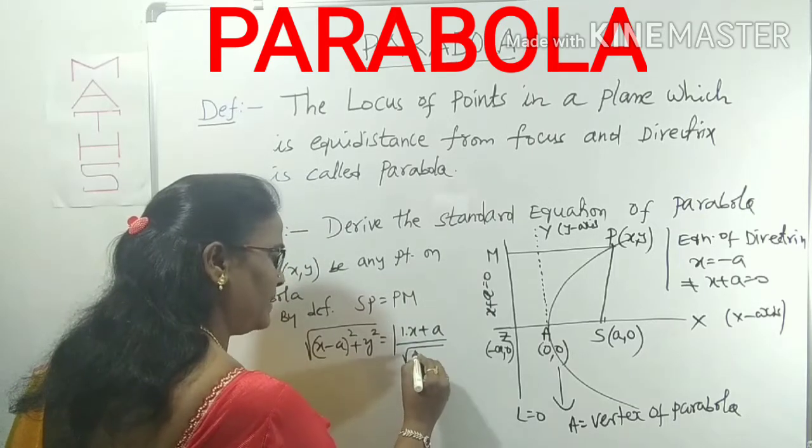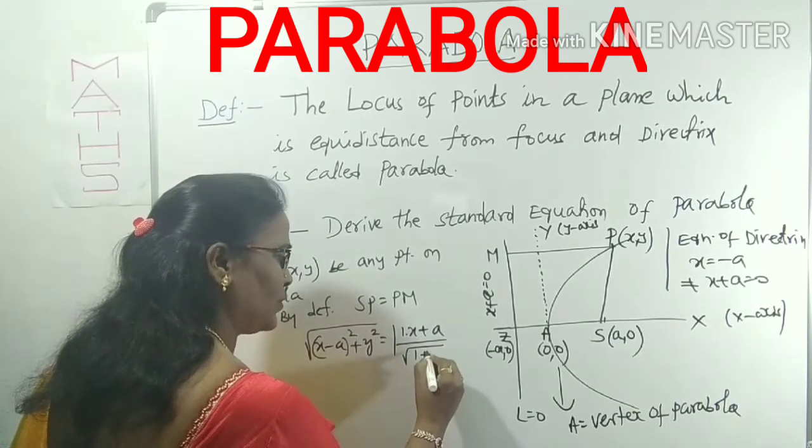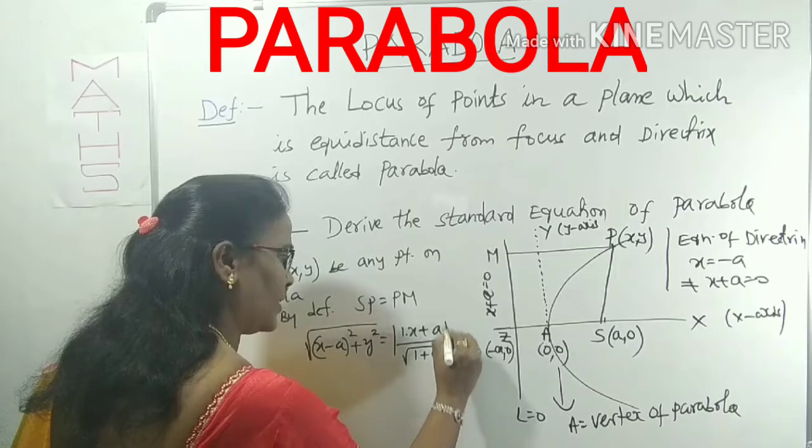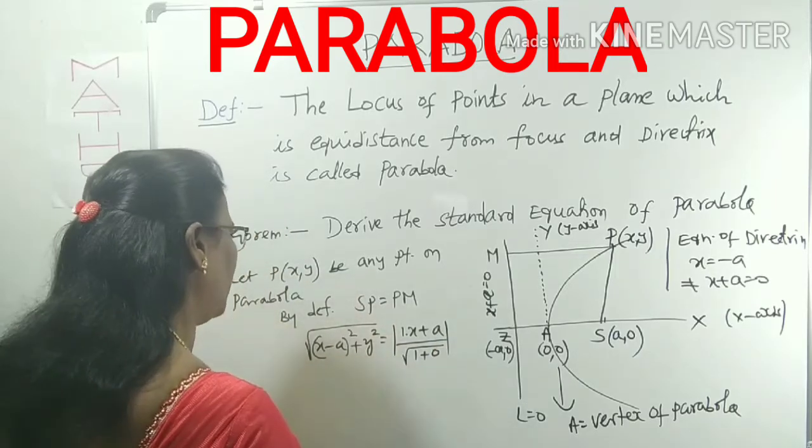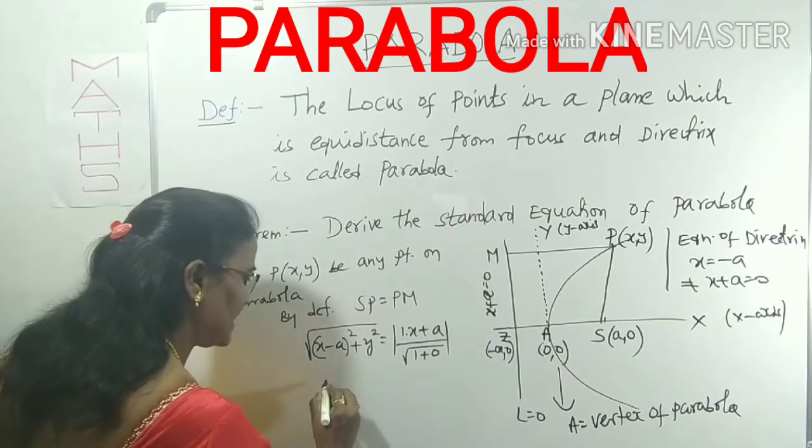A square is 1, what does that mean? The x coefficient is 1. There is no y coefficient, so we can take it as 0. Therefore, this is the perpendicular formula I have to use. Now, what is the next step?